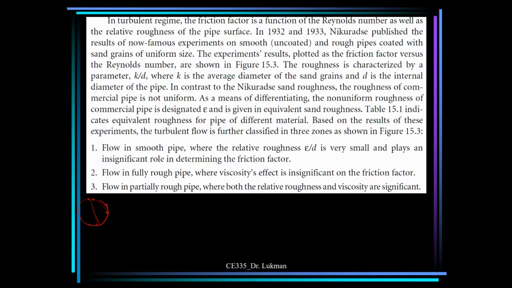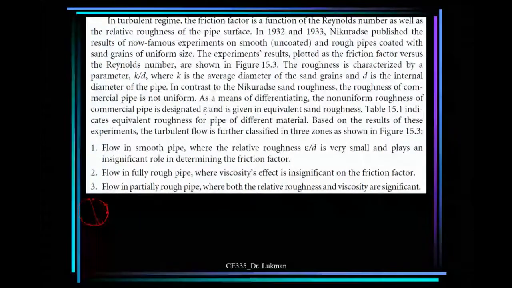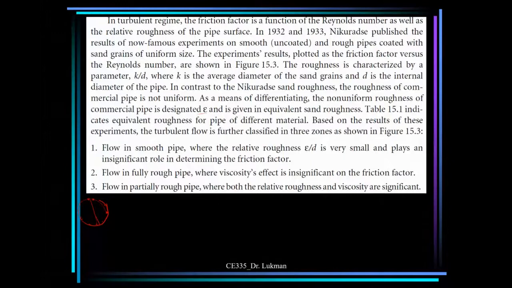In contrast to the Nikuradse sand roughness, the roughness of commercial pipe is not uniform. As a means of differentiating the non-uniform roughness of commercial pipe, the roughness is designated epsilon and is given as equivalent sand roughness. So we use epsilon to represent the roughness.